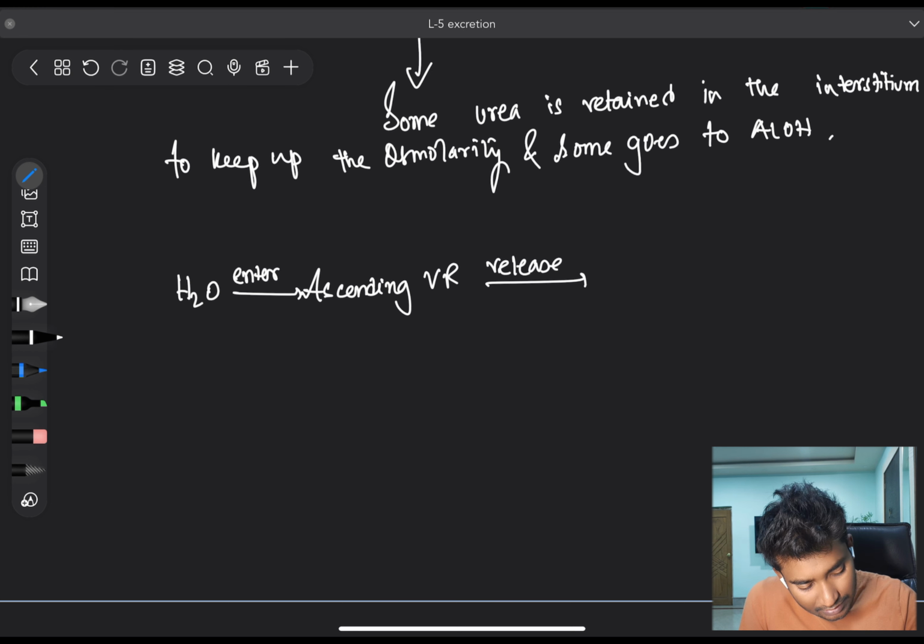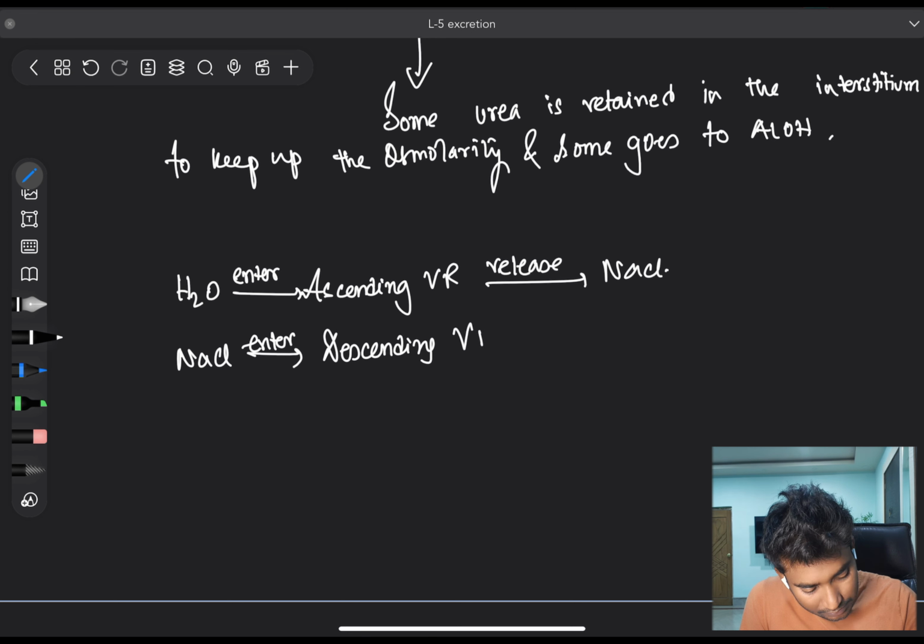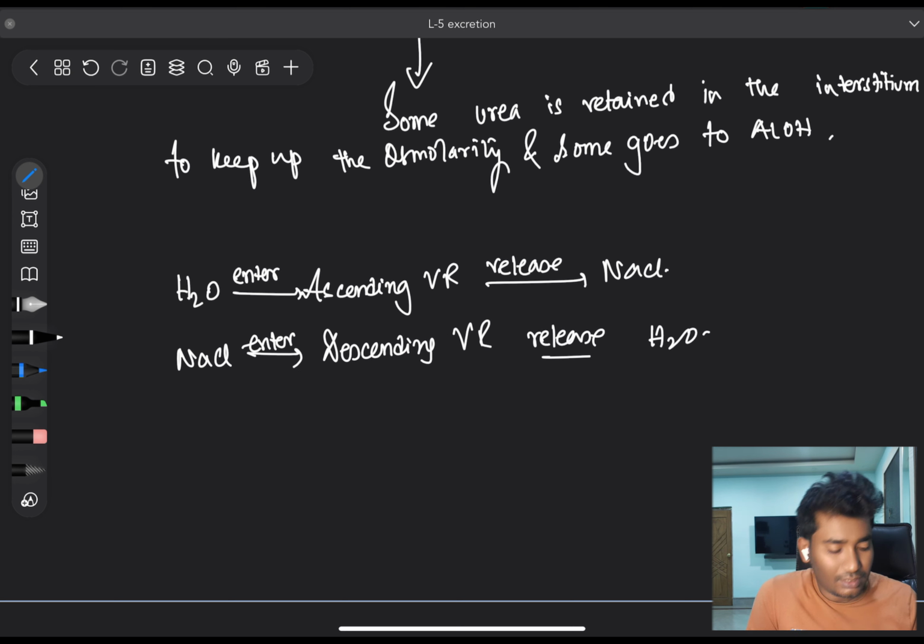Later that releases NaCl. Now NaCl enters the descending VR and releases H2O. H2O is released.